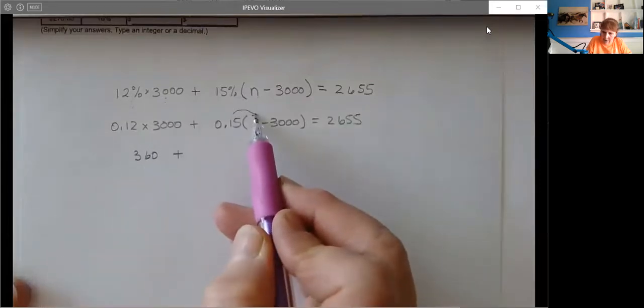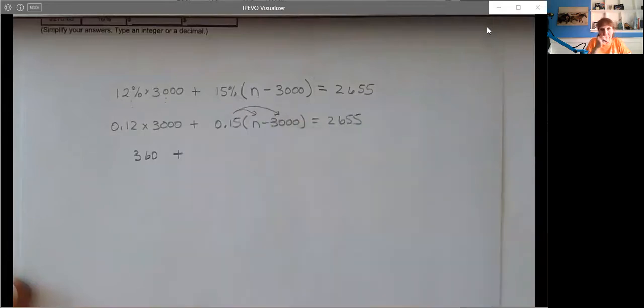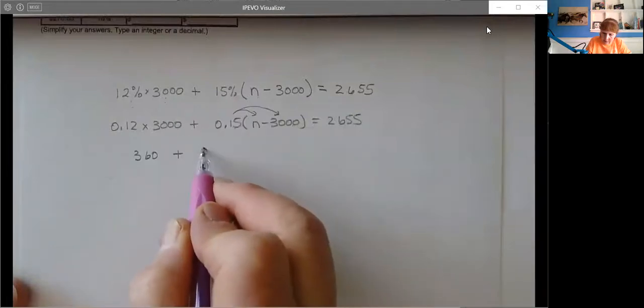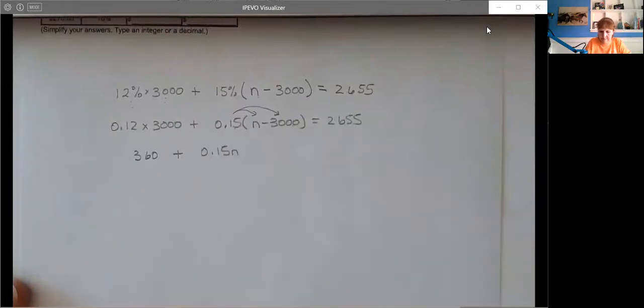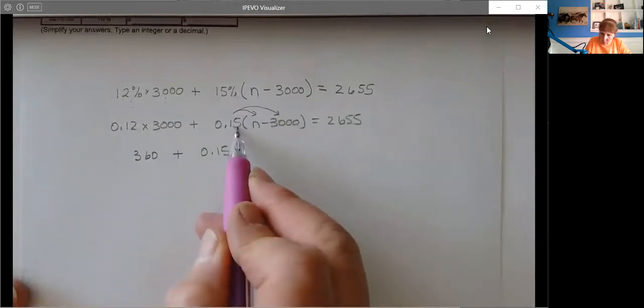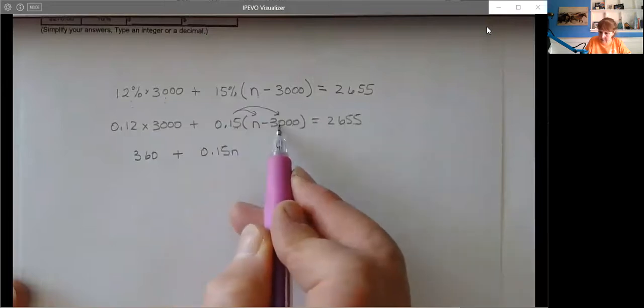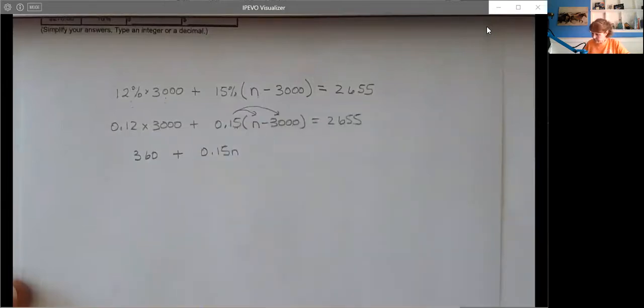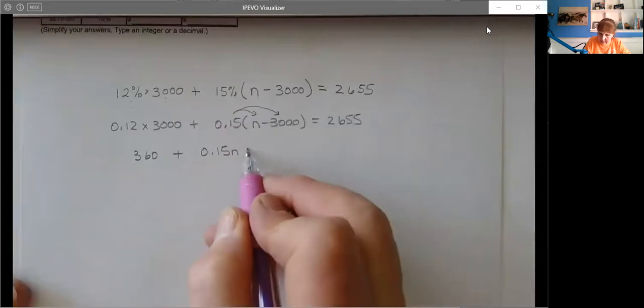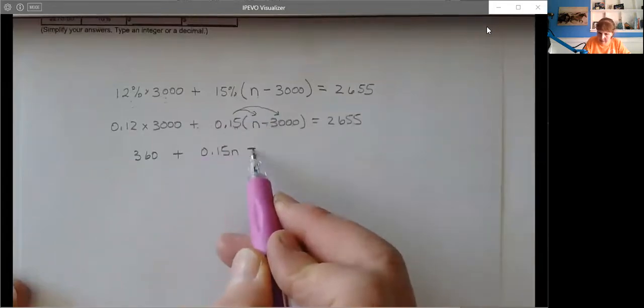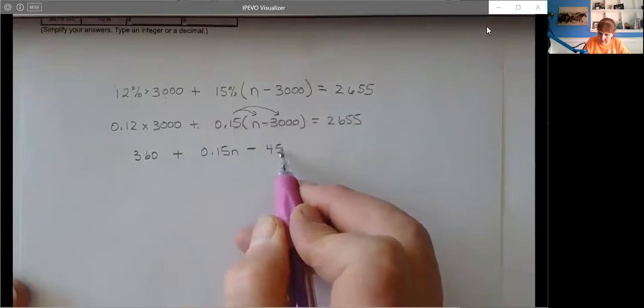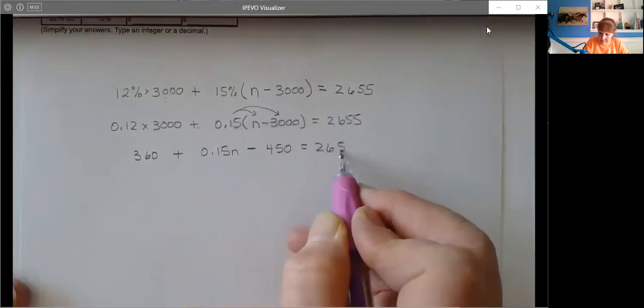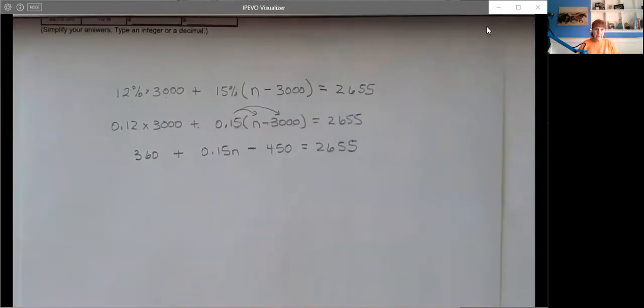Now I need to use the distributive property for my multiplication, because you're taking this times this, which will give us 0.15 N. It's okay, we have a calculator. We can deal with decimals. Then positive 0.15 times the 3,000 gives us a minus, because a positive times a negative is a negative, 450. All right, so far so good. We've done our multiplication now.